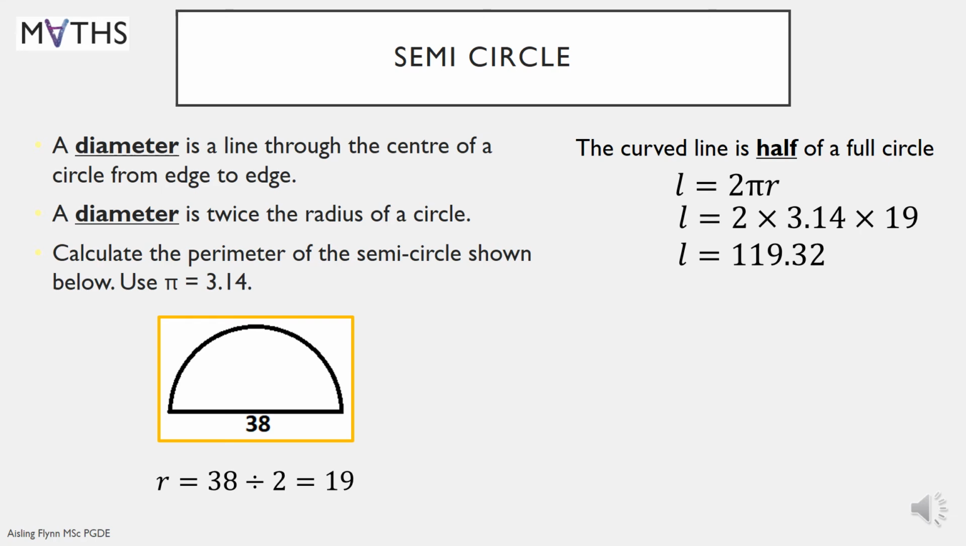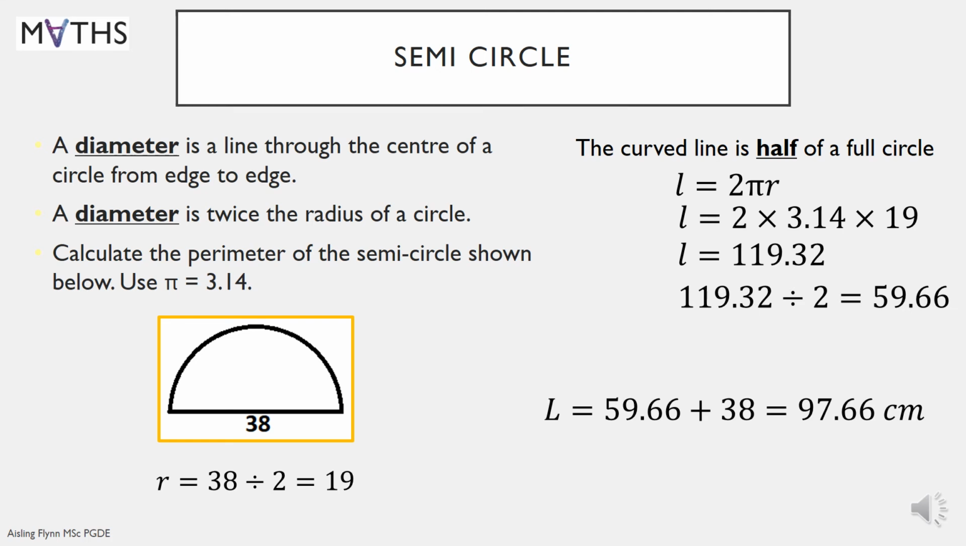But if you're to go all around a semicircle, you have the curved line, but you also have the, oh yes, we have to divide the curved line by 2 because we've only half a circle. That's 59.66 for the curved line. But we also must walk the straight line to complete the perimeter of the semicircle. So it's 59.66 plus 38, giving 97.66. If they're measured in centimetres, I shouldn't have put that in there. Okay, there was no mention of centimetres.